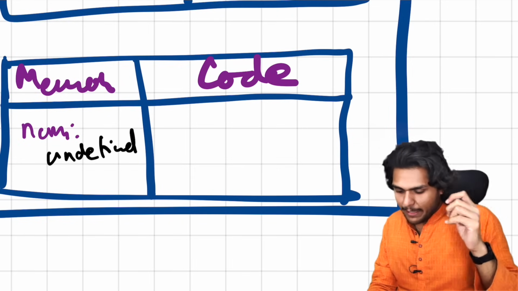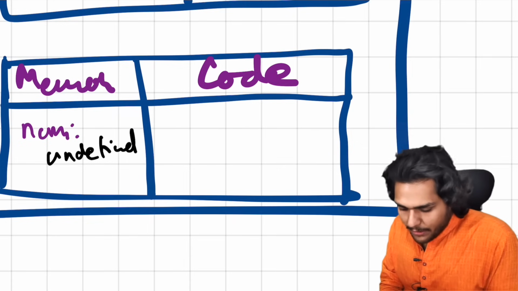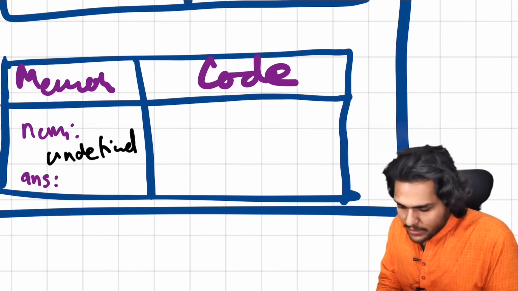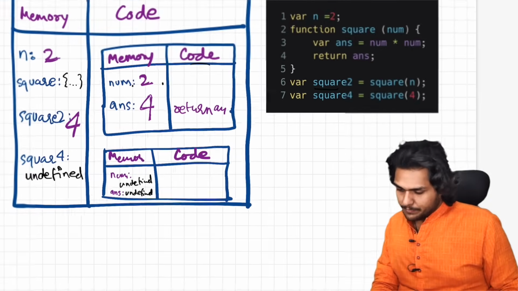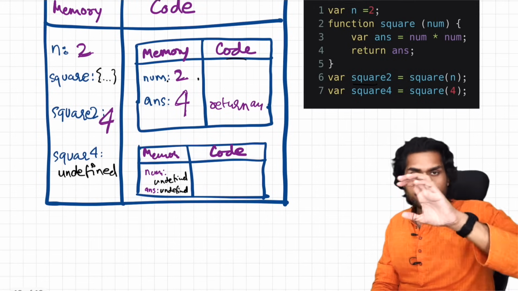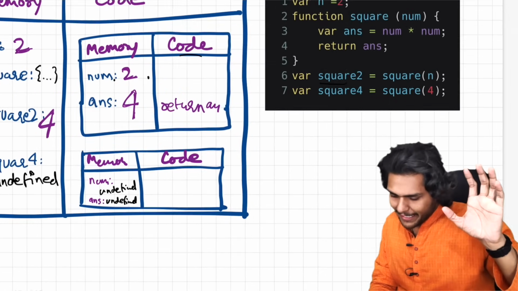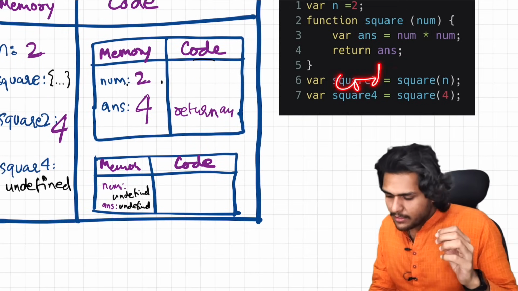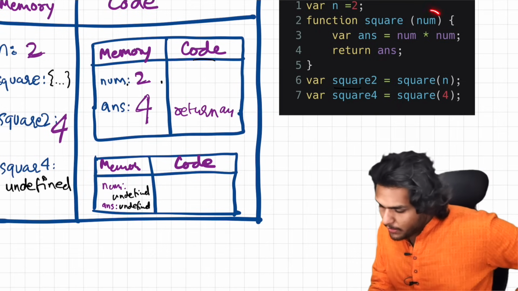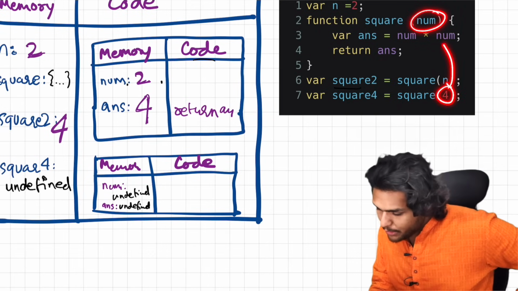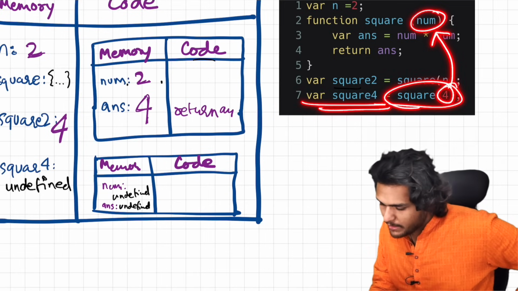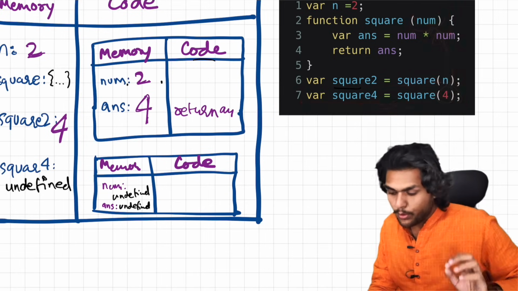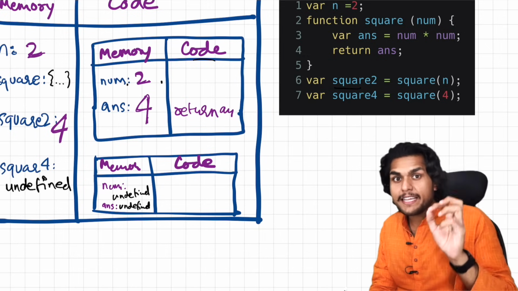And one more thing happens: we allocate memory to ans, which is again undefined. Right? So our first phase is done. Now in the second phase, the code execution phase, num will get this argument from the invocation right here on line number 7. Num will get this value 4. So the num parameter will get the argument 4.